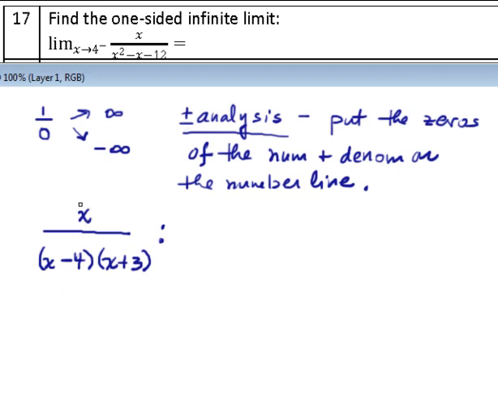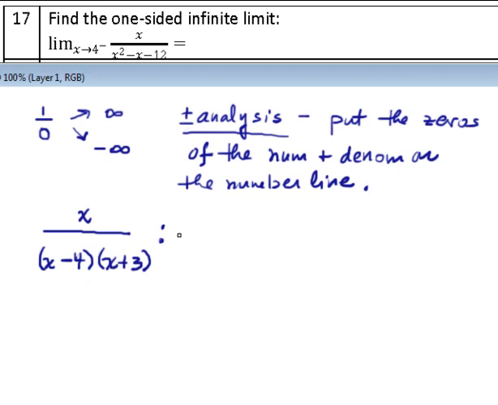x is always negative to the left of 0 and positive to the right. x minus 4 is negative to the left of 4 and positive to the right of 4. And x plus 3 is negative to the left of minus 3 and positive to the right of minus 3. And so when you multiply these three factors together, the signs will change when the signs of each factor change.